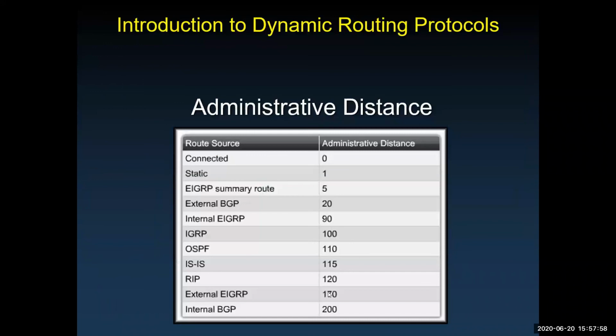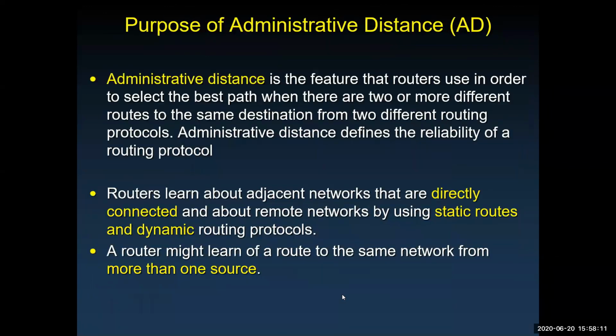So, dito naman, meron tayong 120. Ayan. Malayo na yan. No? Malayo na masyado. Lalo na yung external EIGRP. No? The highest AD, the less reliable. Okay? Again, what is admin distance? Admin distance is the feature that router use in order to select the best path when there are two or more different routes to the same destination. Admin distance defines reliability of a routing protocol.